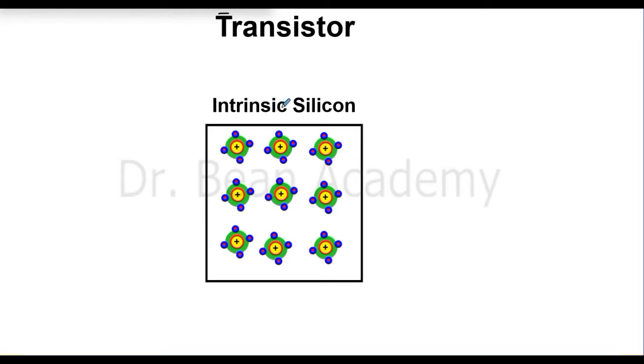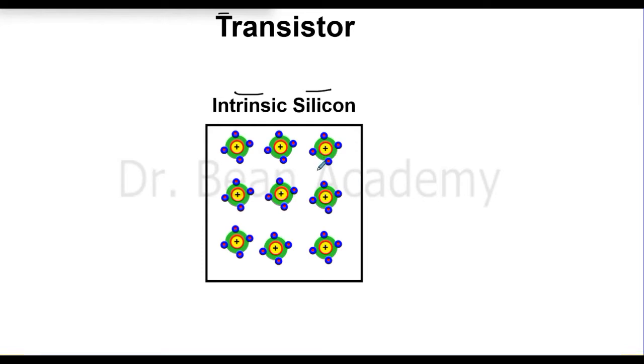So the story began from intrinsic silicon. Silicon is a semiconductor, and you know that a semiconductor usually behaves as an insulator at normal temperature, but we can change its conductivity according to our desire. And how can we change its conductivity?